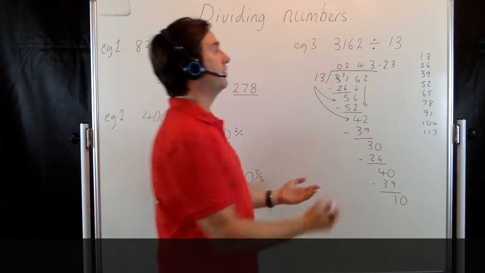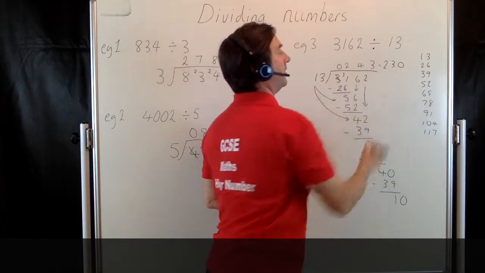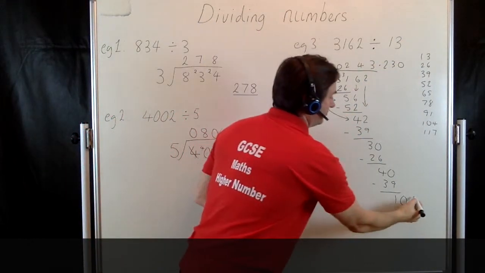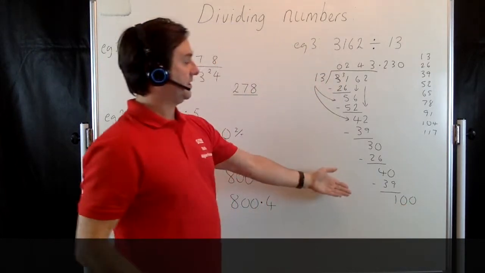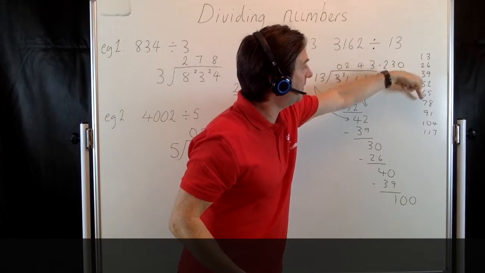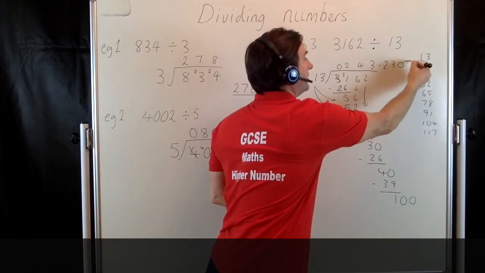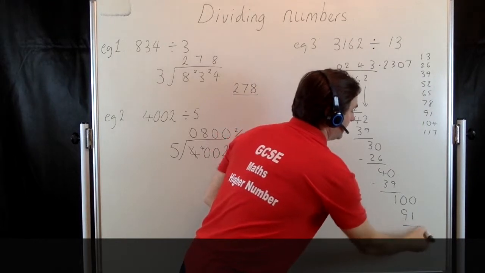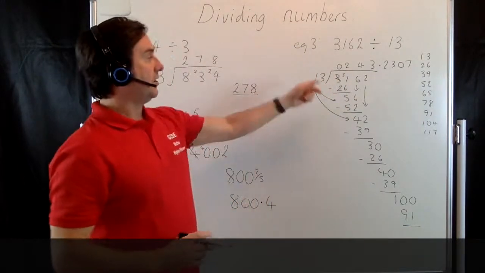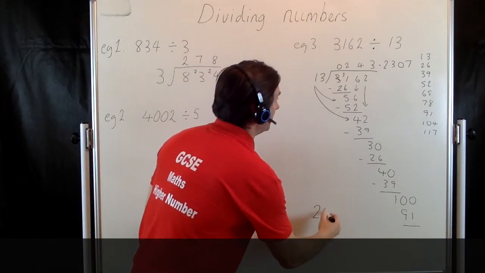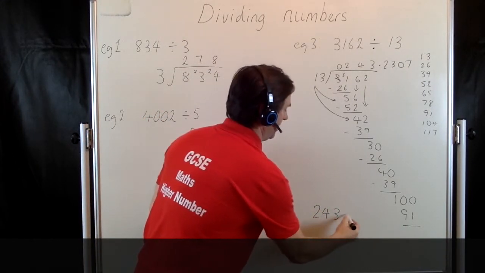13 into 10 won't go. I'll put a 0 up the top there. Can bring down another imaginary 0, and 13 into 100 goes, well, we can see here 1 2 3 4 5 6 7 times, and 7 13s are 91, and this would continue on. So our answer here, if we round it to one decimal place, would be 243.8.